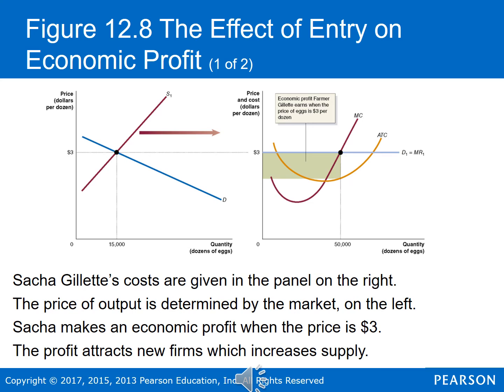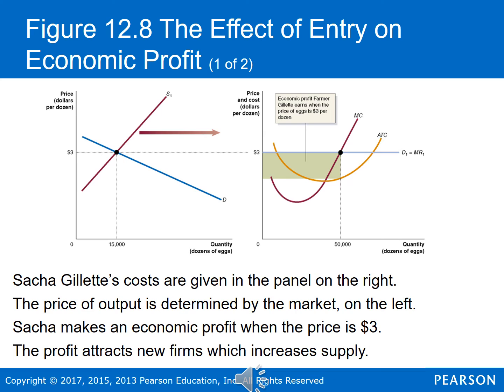Let's explore graphically what's going to happen when Sasha Gillette is earning a profit in a perfectly competitive market. In the figure on the slide, on the left is the market for eggs, and on the right is Sasha Gillette's own cost curves and demand for eggs. The market price is going to be $3, determined by the market supply and demand equilibrium point. Because Sasha Gillette is a price taker, that $3 price is going to be her demand curve, horizontal at $3. So Sasha is going to produce, again, where marginal revenue equals marginal cost. In this case, it's going to be 50,000 units of eggs.